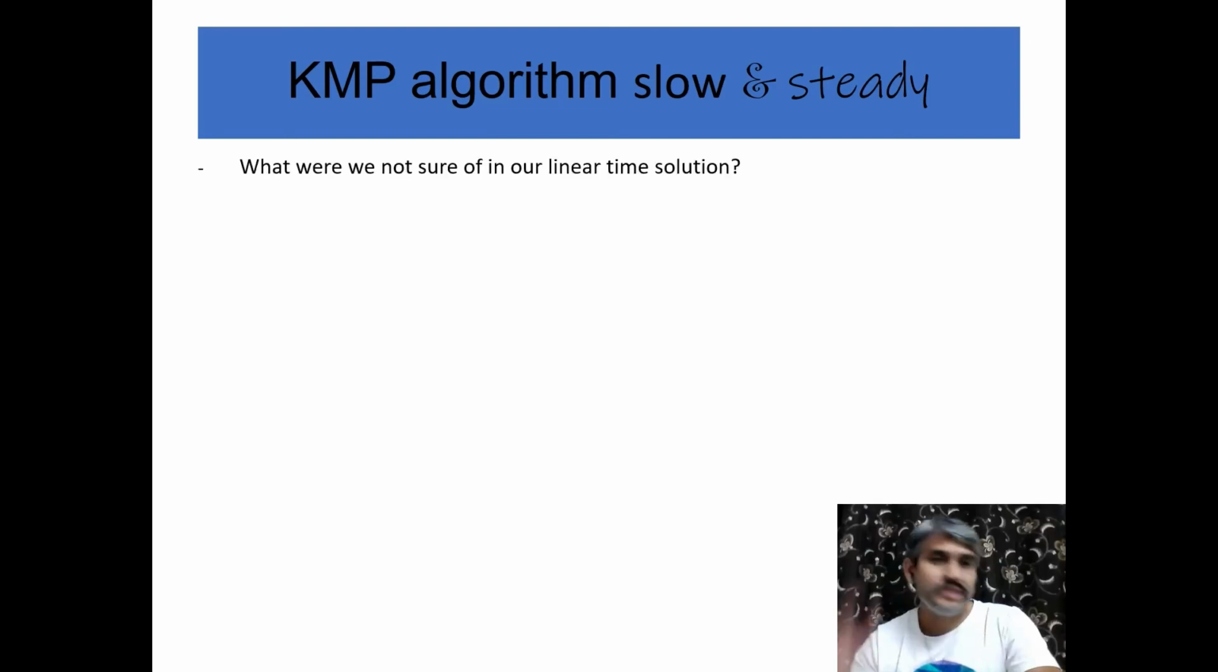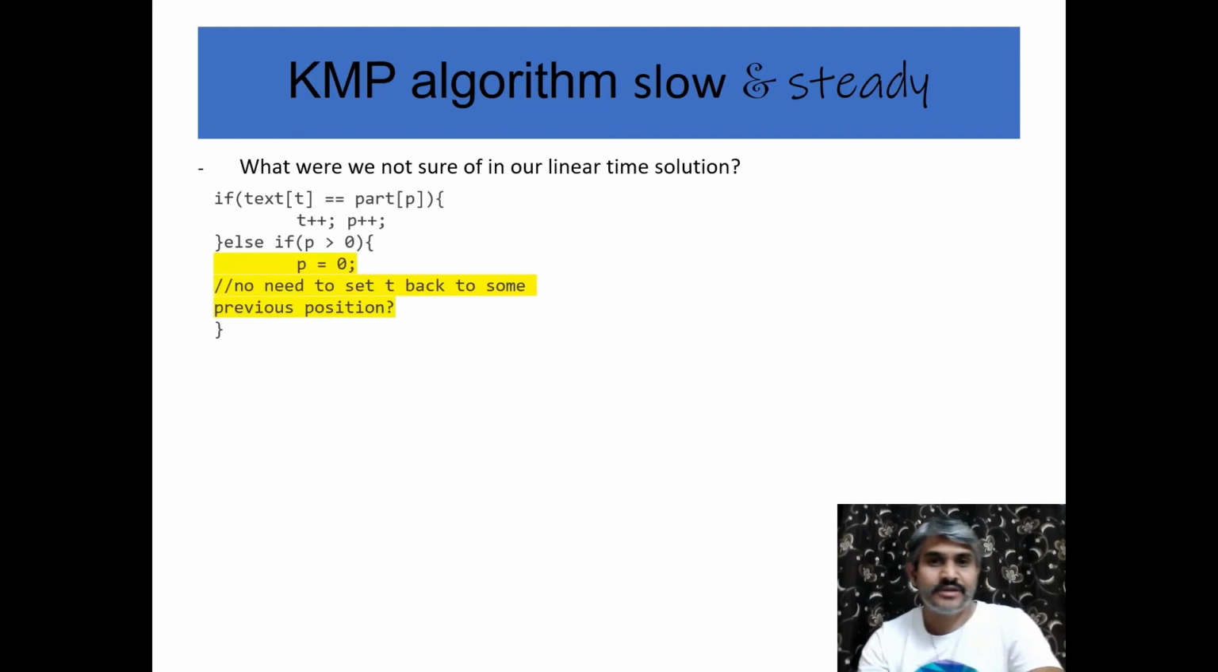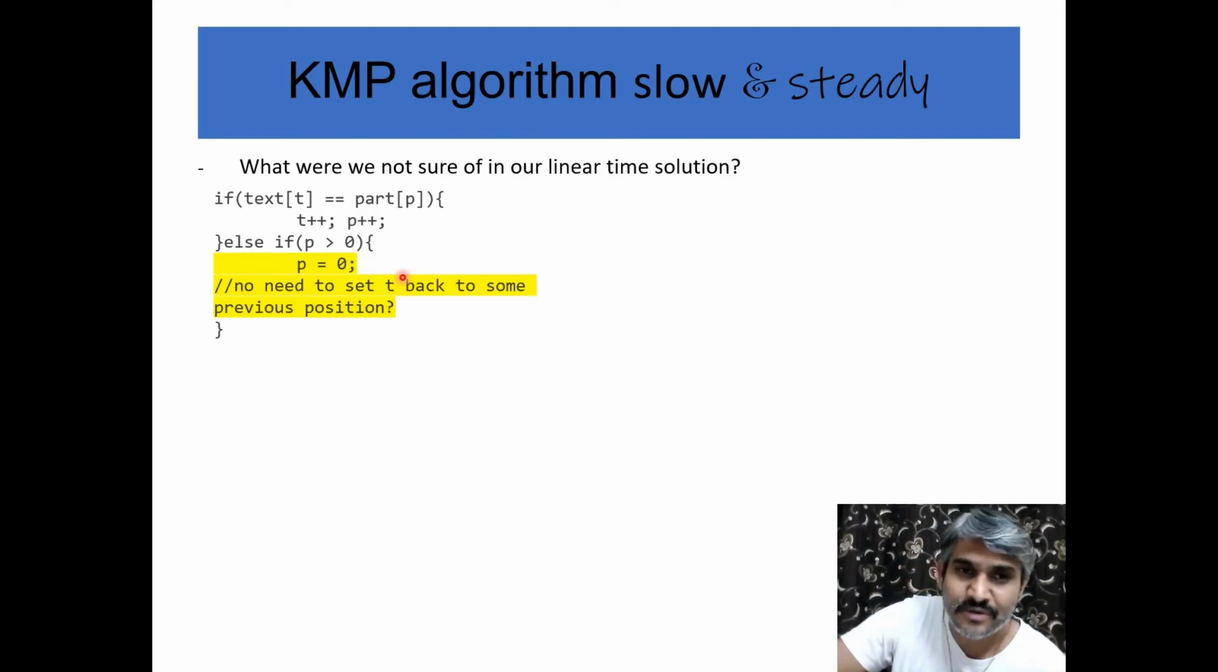So what were we not sure of in our linear time solution? It's in this else if block where, when we had a failed partial match, we really didn't know what to do with the index into part. So we had it greater than 0, but we didn't know what to do with it. So we just set it back to 0, and I think that was the problem in the implementation. So that's where we actually need to work.